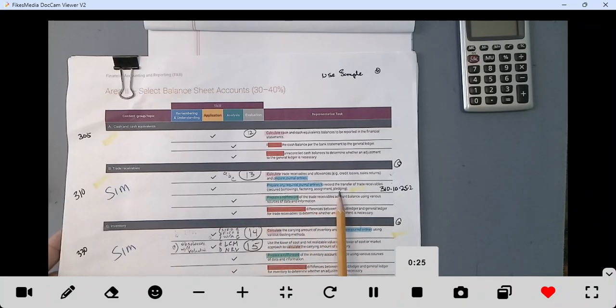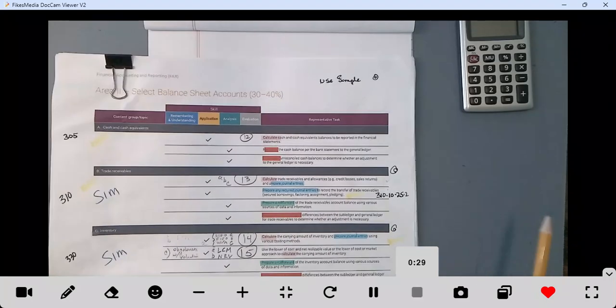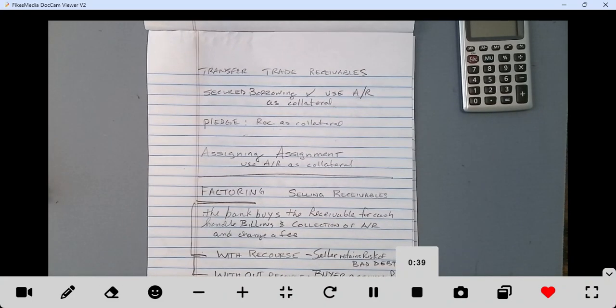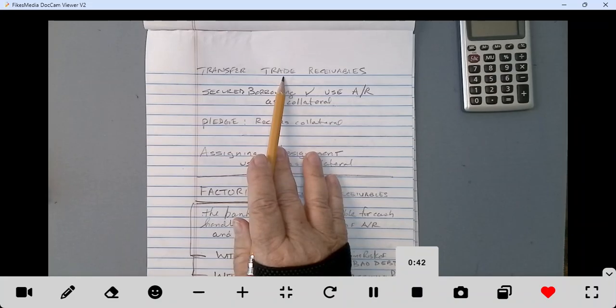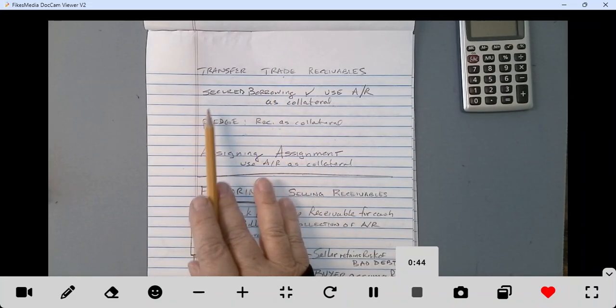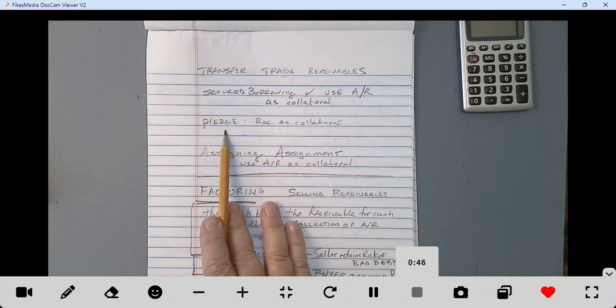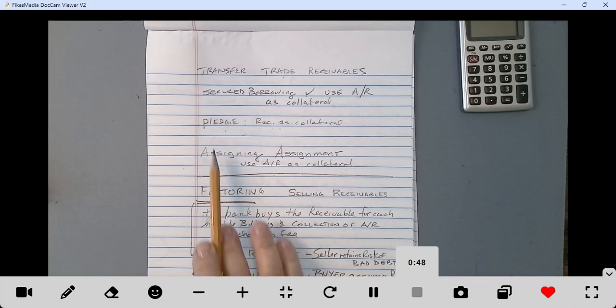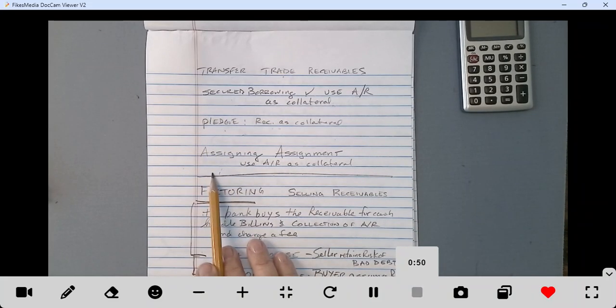So those are the terms that they put in parentheses on their blueprint for factoring and trading and transferring accounts receivable. So let's take a look at what we're talking about when we're transferring accounts receivable. So when we transfer trade receivables, we can be using secured borrowings, pledging, or assigning. So those are the three words that were in the blueprint.